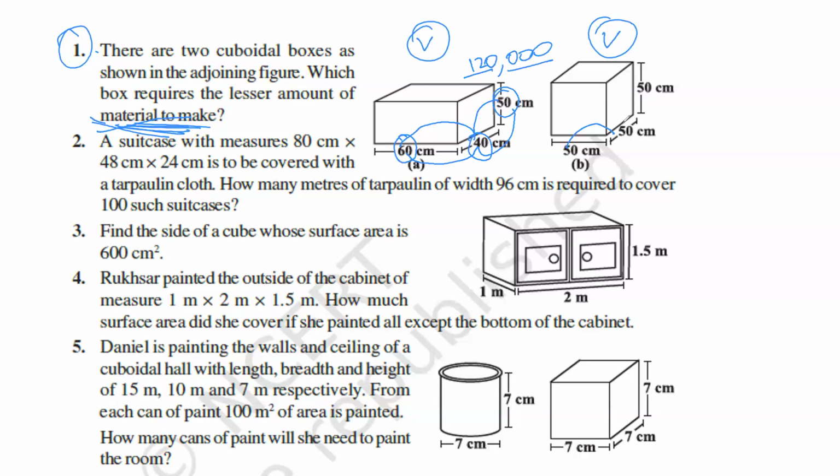5 5s are 25, 25 5s are 125, sir. 125. And there are three zeros. 0, 0, 0. So which has more volume? B has more volume, but they're asking for the lesser amount. So A is the answer.